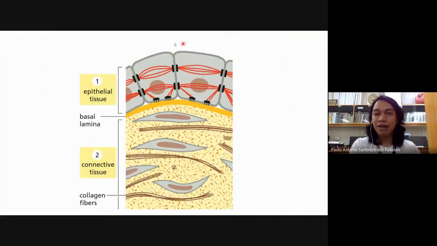So, for multicellular organisms, particularly animals, the cells are grouped together in tissues. So, we have here epithelial and connective tissue. Can anyone from the group tell us the difference between the extracellular matrix in epithelial versus connective tissue? How does the ECM in epithelial tissue differ from that of the connective tissue?